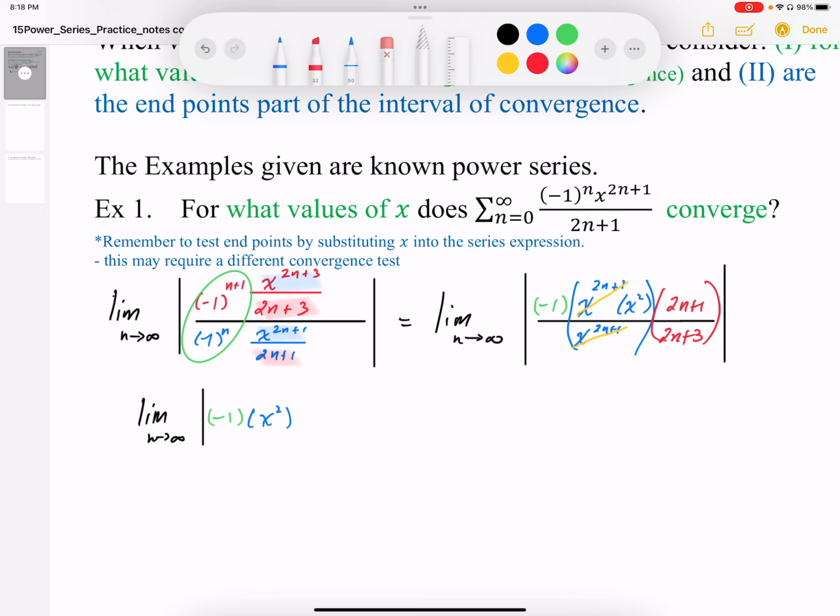And then we're at (2n + 1)/(n + 3). That's going to end up being equal to 1. So when we apply the limit for that, I'm not going to apply the limit yet. I'll do that in the next step. So this is going to end up being equal to 1.